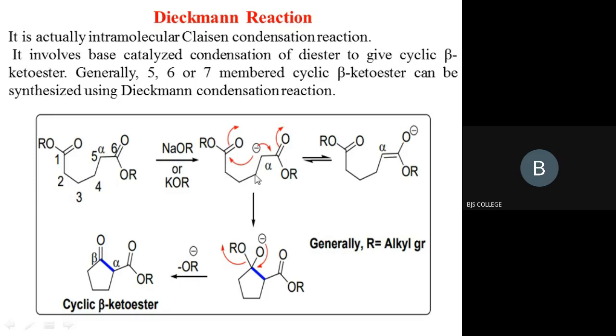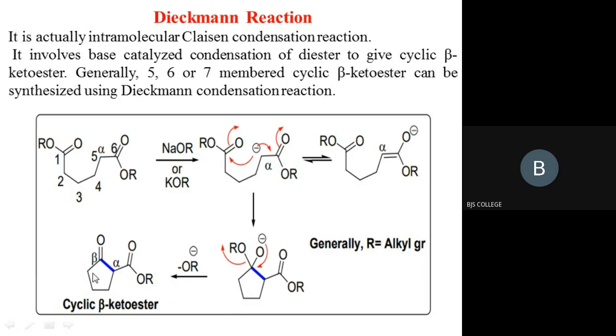So 1, 2, 3, 4, and 5 membered ring will be formed. So you can see here a new bond between this alpha carbon and the carbonyl carbon of the other ester is formed. This blue indicates the new bond, and you are getting a 5 membered cyclic ring. And then further it undergoes elimination of OR to give you a cyclic beta keto ester.